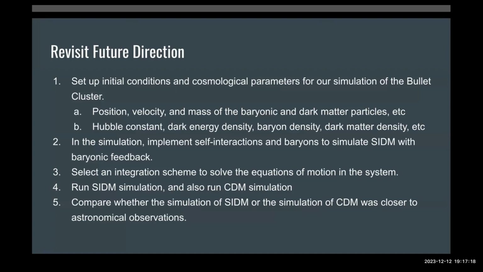So we can revisit the future direction that we had in our previous colloquium. Basically, we talked about how we wanted to set up initial conditions and cosmological parameters for our simulation of the bullet cluster. These parameters would be the position, velocity, and mass of the baryonic and dark matter particles, and also the Hubble constant, dark energy density, baryon density, and dark matter density.